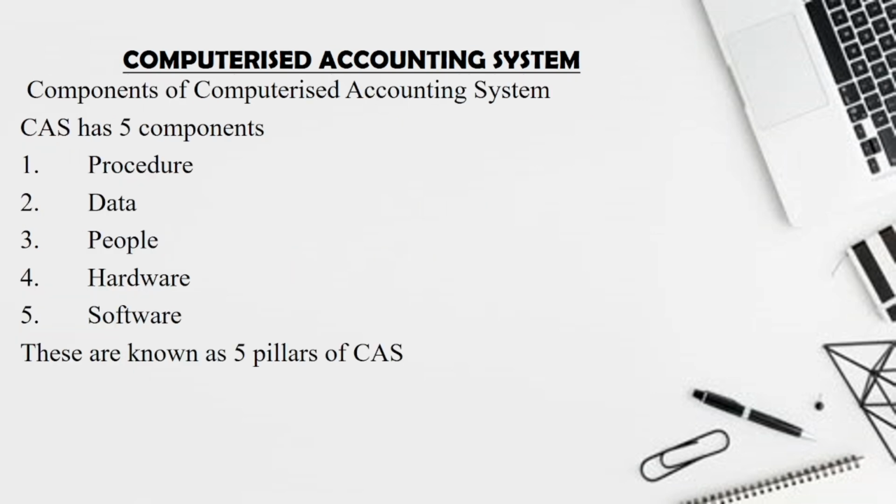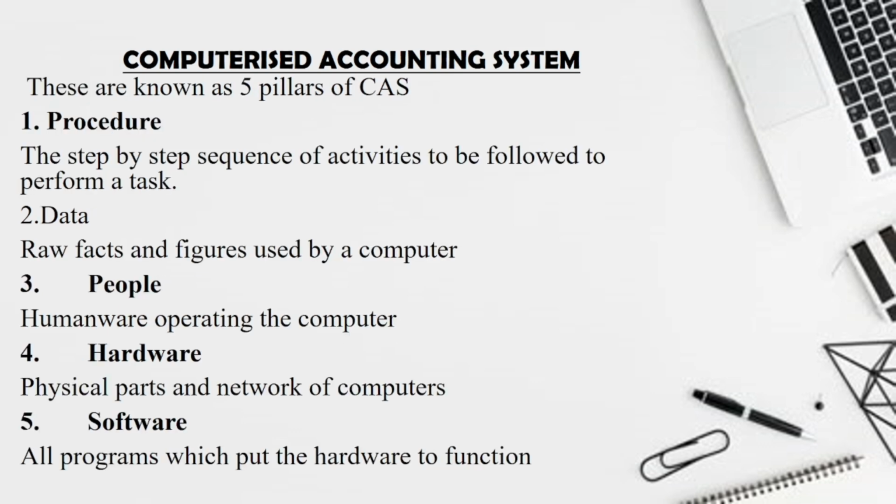Then the components of our computerized accounting system include procedure, data, people, hardware, software. Some questions will include journal, ledger like that, but you please remember procedure, data, people, hardware, software. Procedure includes the different sequence of steps. Data includes the raw data, the facts, figures. People means those who are using, the human beings. Hardware, the physical parts. Software includes all the programs. So always remember these elements of the computerized accounting system.